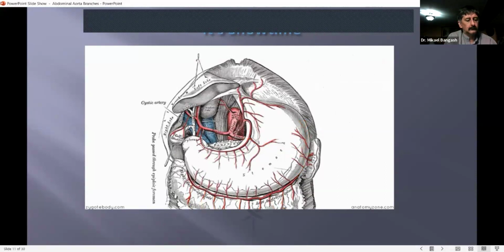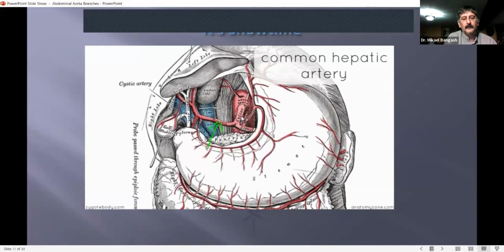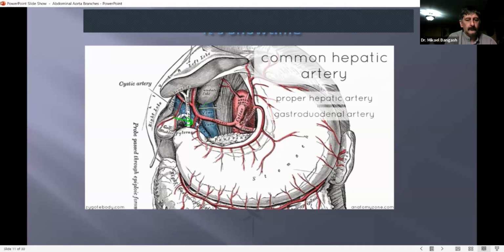So now we're coming on to the final branch of the celiac trunk. So this is the common hepatic artery, and you can see it here as it comes off the celiac trunk. It turns right, and it has two terminal branches. So it gives off the proper hepatic artery, which goes to the liver, which I'm showing you here, and it's got the gastroduodenal artery, which descends to supply the duodenum and the head of the pancreas. So it also gives off a branch which supplies the surface of the stomach, and we've seen this branch before. It's the right gastroepiploic artery.